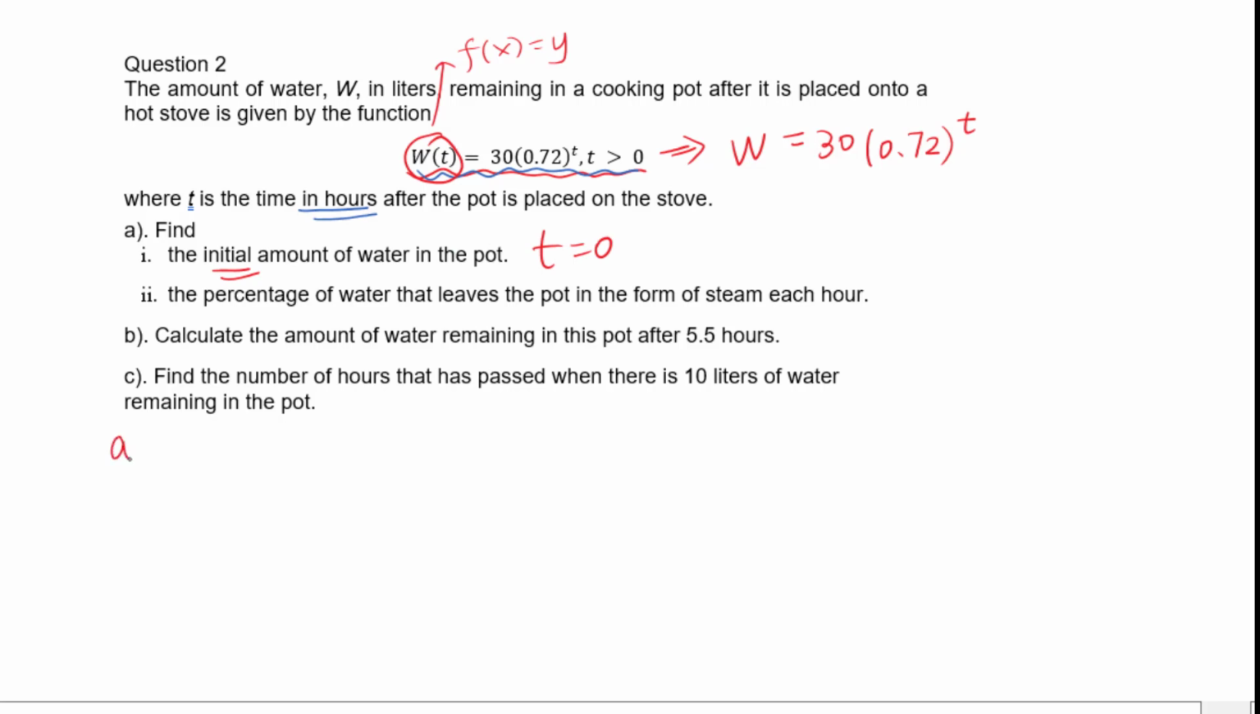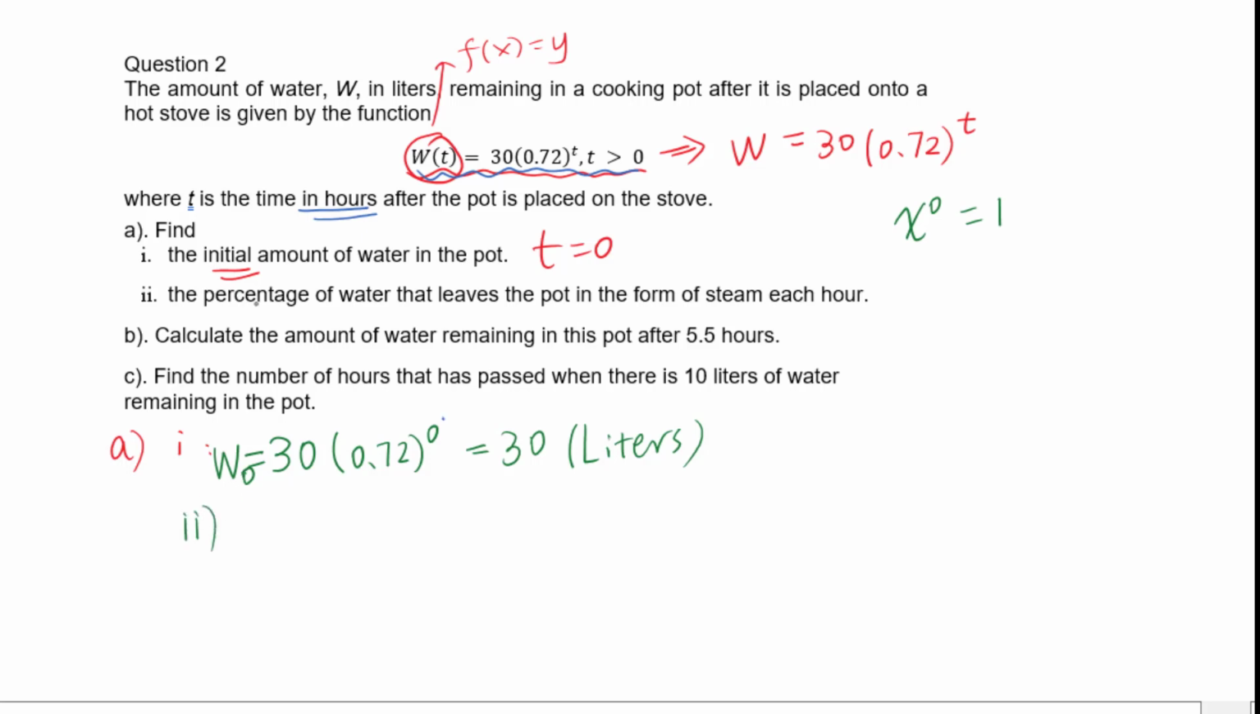So for A, 30 times 0.72 to the 0 power. Any number to the 0 power equals 1. So we have 30 liters. This is the initial water. We will use W0 to stand for that.